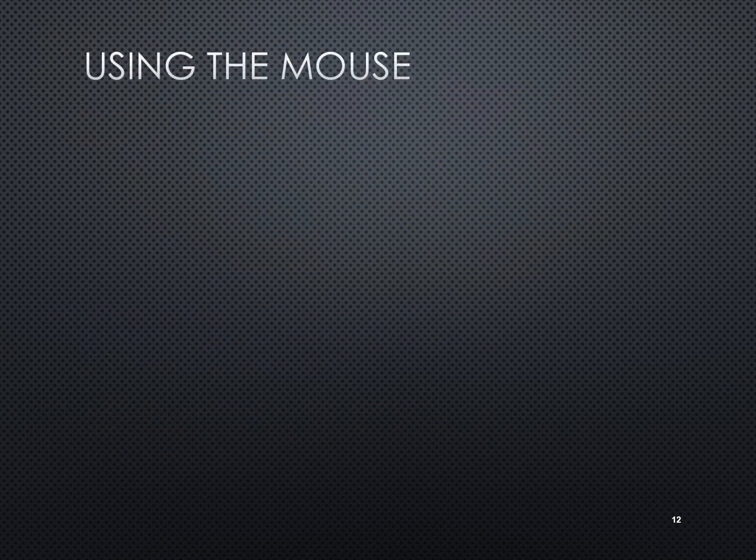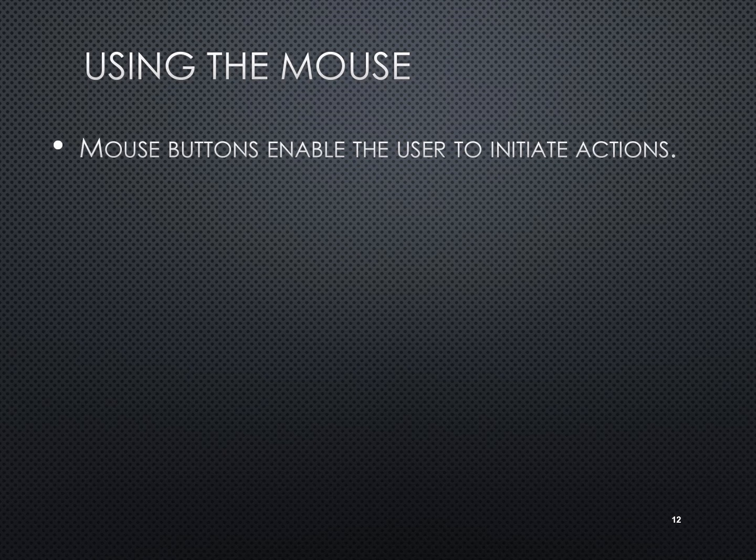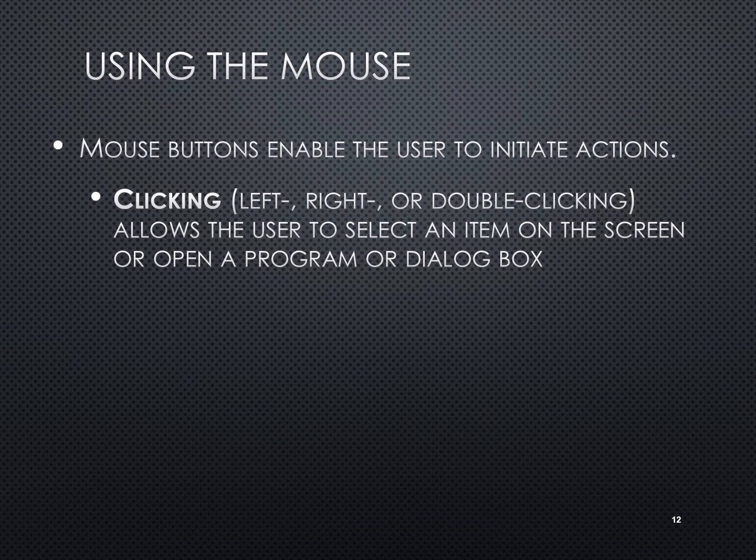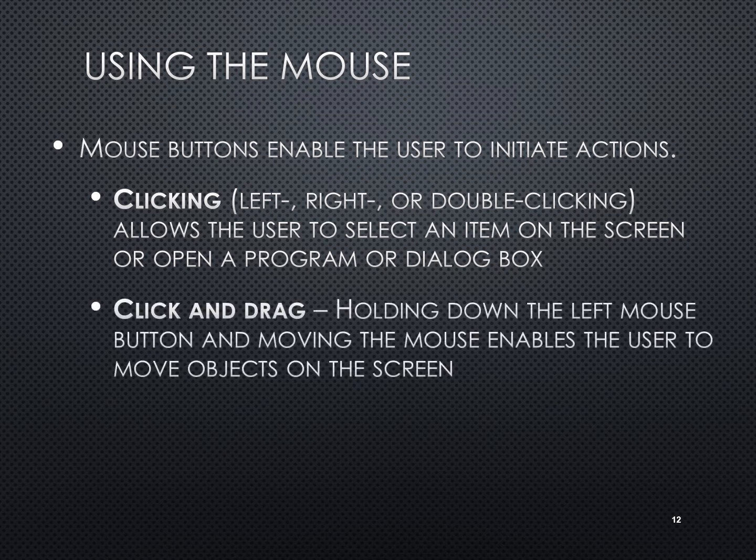Now let's learn how to use a mouse. Mouse enables the user to initiate some actions like clicking, which allows the user to select an item on the screen or open a program or dialog box. Click and drag: holding down the mouse button, left button, and moving the mouse enables the user to move objects on the screen.